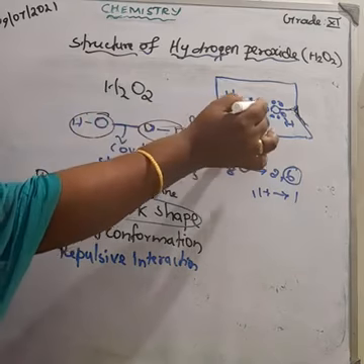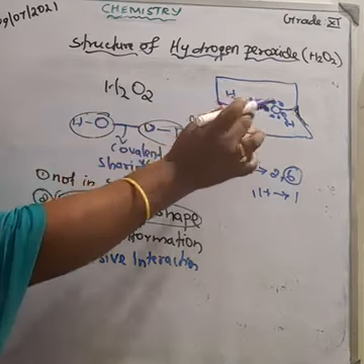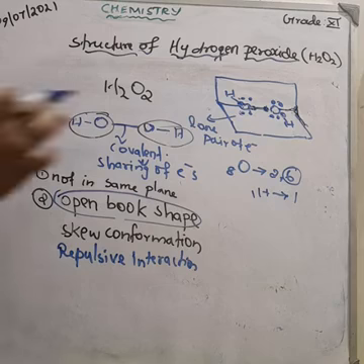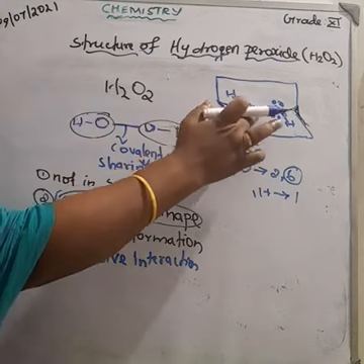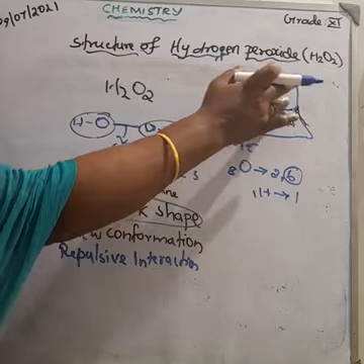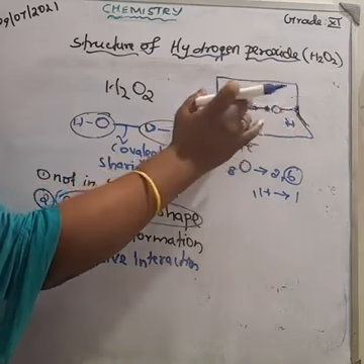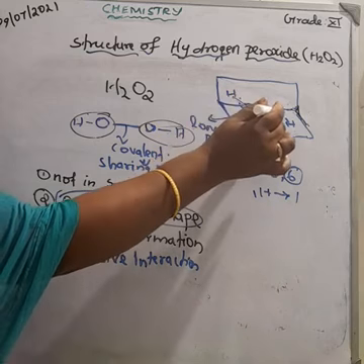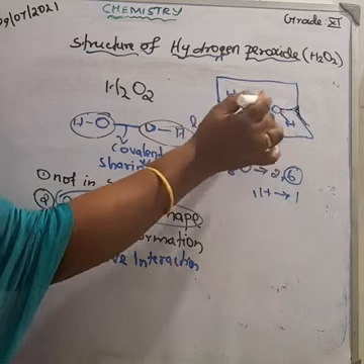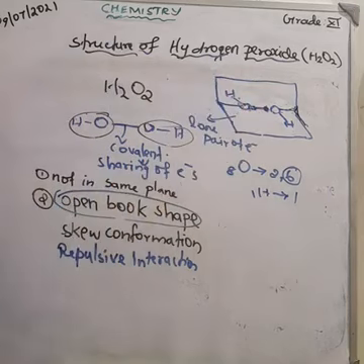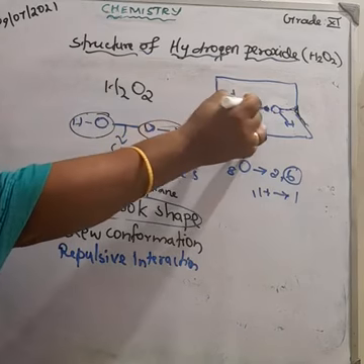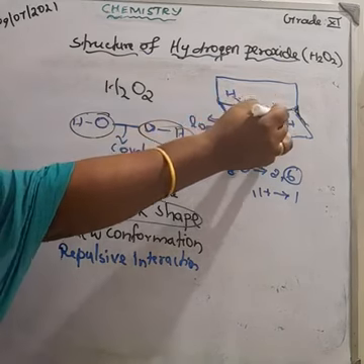So here, why is this skew conformation structure formed? Because of the repulsive interaction of the OH bonds with the lone pairs of electrons on each oxygen atom. Each oxygen atom has lone pairs of electrons. Lone pairs of electrons mean there is a repulsive force here, because opposite charges always attract each other, but the same charges always repel each other.